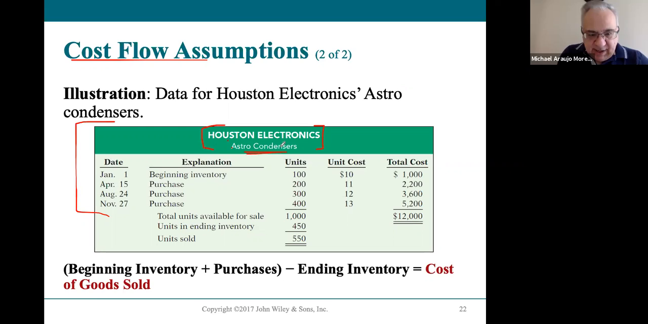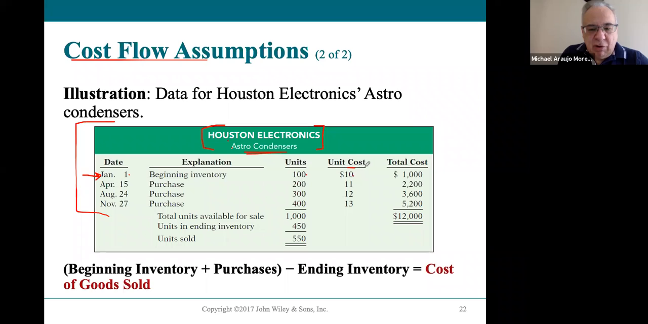They had beginning inventory. Remember how everything starts in inventory. What do we have at the beginning of the period? So we have beginning inventory. We have 100 of these units already in stock. We paid $10 each for them.